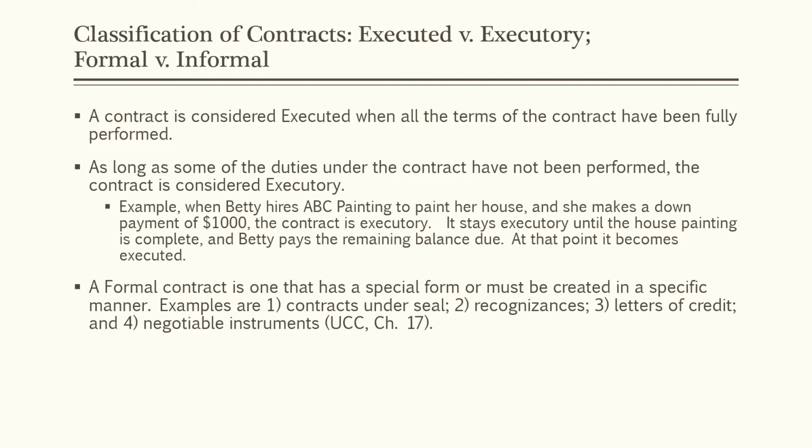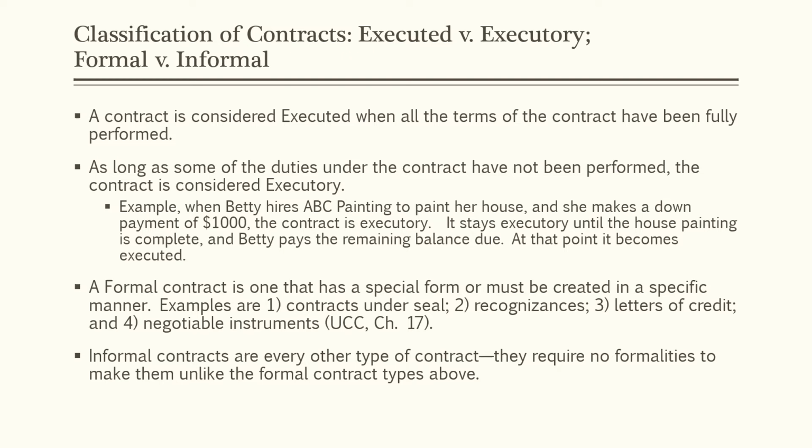Recognizances do exist some. There are open promises in open court. Again, pretty rare. There are letters of credit. Letters of credit do still exist. And then, of course, negotiable instruments. They are probably the most common in current contract law, and that's under the UCC, and we'll talk about those in Chapter 17.